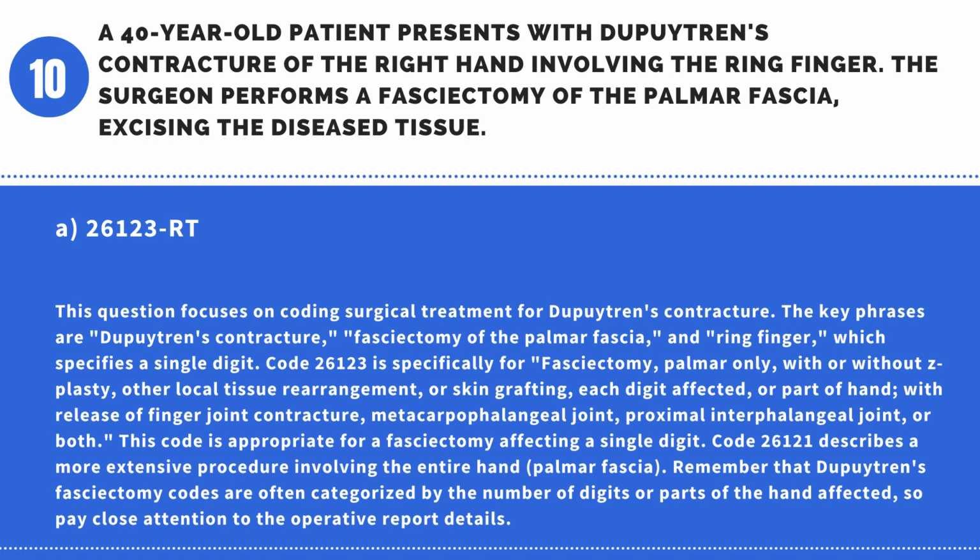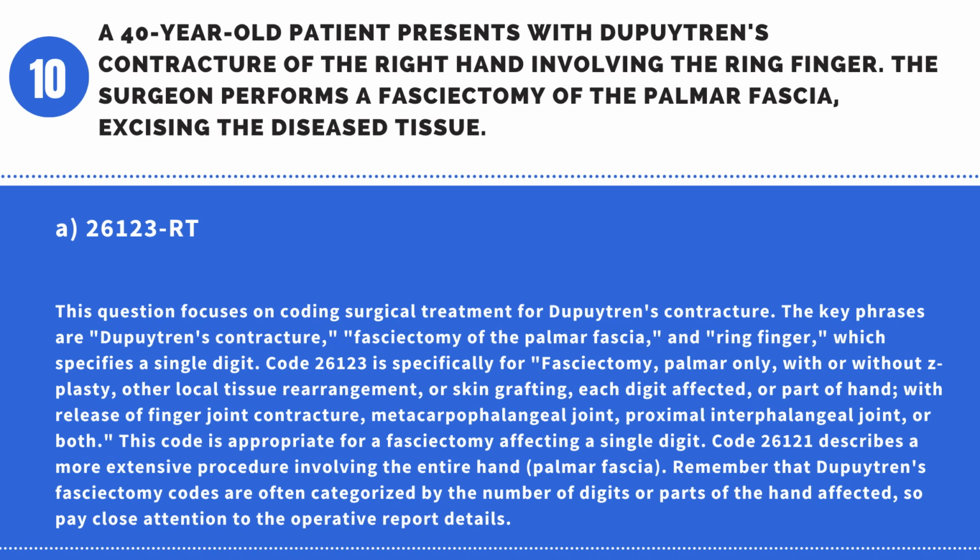26123 RT. This question focuses on coding surgical treatment for Dupuytren's contracture. The key phrases are Dupuytren's contracture, fasciectomy of the palmar fascia, and ring finger, which specifies a single digit. Code 26123 is specifically for fasciectomy, palmar only, with or without Z-plasty, other local tissue rearrangement, or skin grafting, each digit affected, or part of hand, with release of finger joint contracture, metacarpophalangeal joint, proximal interphalangeal joint, or both. This code is appropriate for a fasciectomy affecting a single digit.